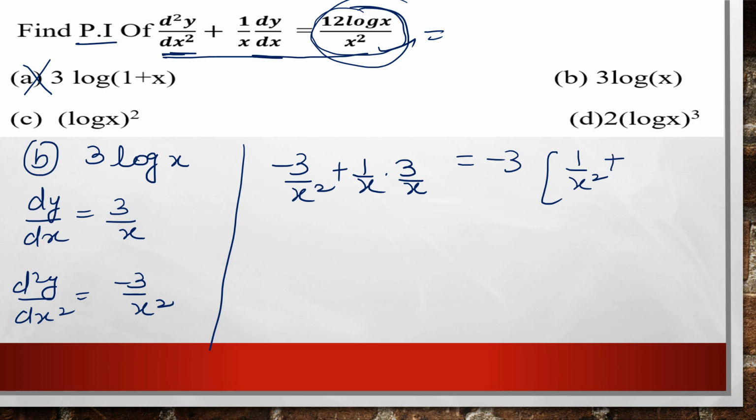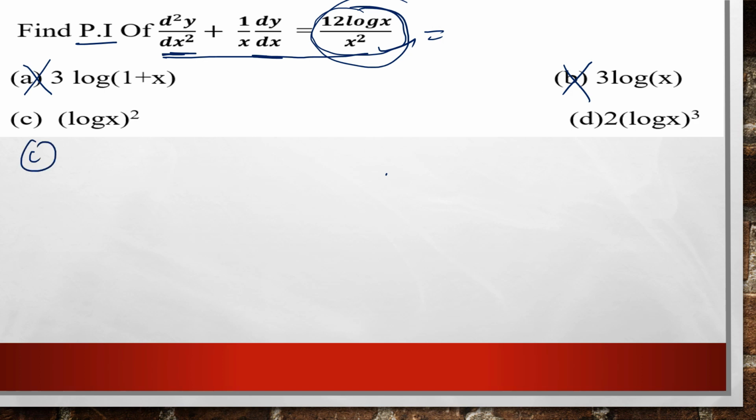Okay, plus 1 by minus 1 by x square. So this is 0, this is not giving you 12 log x over x square. Are you getting my point? So this is actually giving you 0. So this is again a wrong option. Now come to the next one.